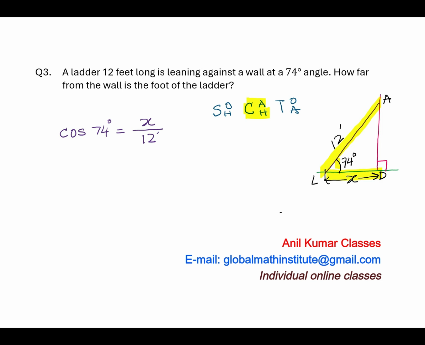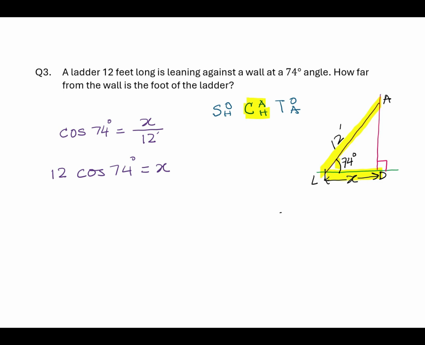It is as simple as that. Perfect. Now we can cross multiply to find the value of x. Means 12 times cos of 74 degrees is equal to x, which is the distance of the foot of the ladder from the wall. Use calculator to calculate this value. 12 times cos of 74. The calculator should be in degrees, and we get an answer which is 3.30.